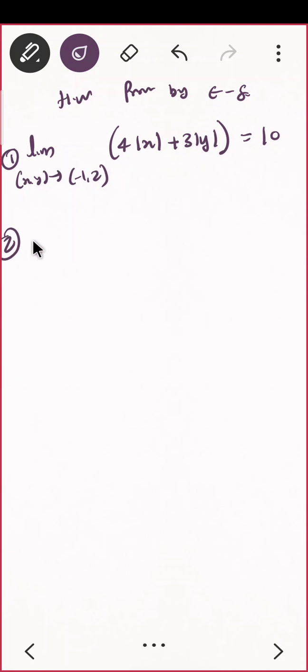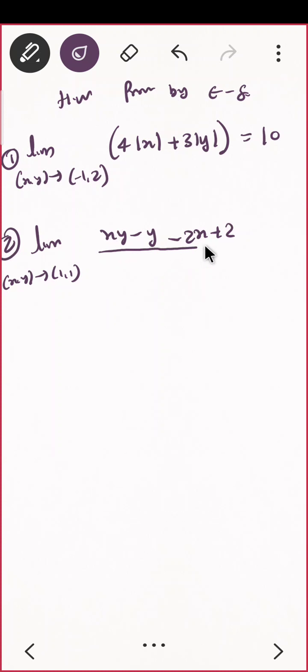Take the second one as this. Limit as x, y tends to (1, 1) of (xy minus y minus 2x plus 2) upon (x minus 1), that is equal to minus 1. I'll put this in your Google Classroom as an assignment. You try to solve these two and give me the solution. Is that okay?